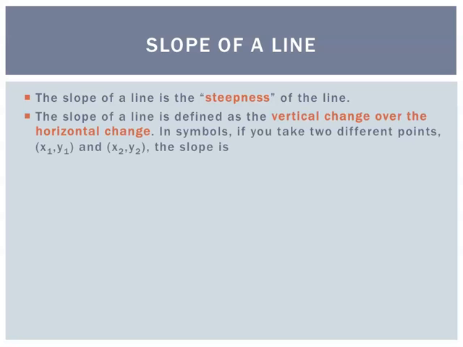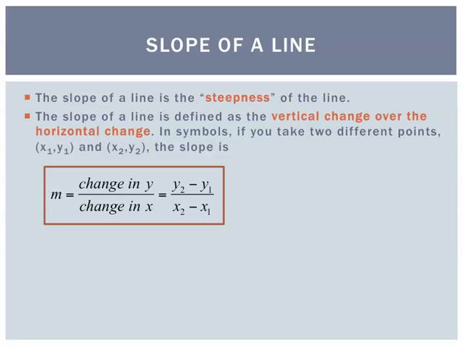In terms of symbols, if you take 2 points on a line, x1, y1, and x2, y2, then the slope is going to be equal to y2 minus y1 over x2 minus x1. By subtracting y2 minus y1, you're finding the change vertically, and by finding x2 minus x1, you're finding the change horizontally. And then dividing those two will give you the slope.